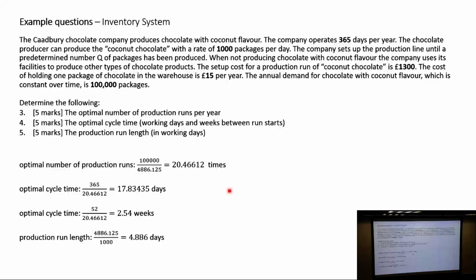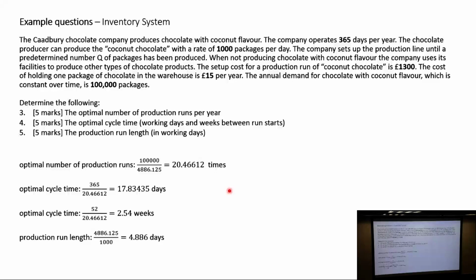So 20 times. And if you need 20 runs, and you're working 365 days a year, then for every run you have on average 17.83 days. That's for one cycle. And for the optimal cycle time, you can also answer in weeks. That's also okay. Usually 52 weeks is the number of weeks in a year. But if you're given 365, it's a very easy way to calculate how many days. But if you answer in weeks, that's also fine.